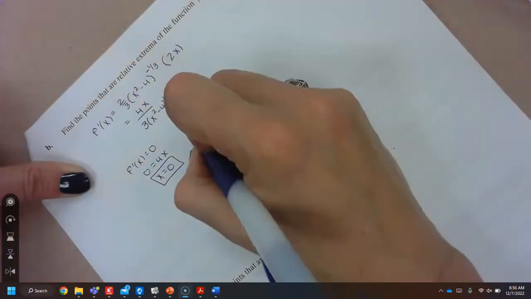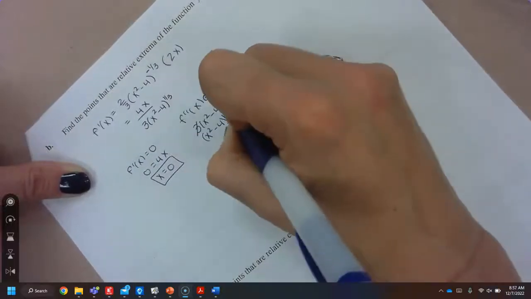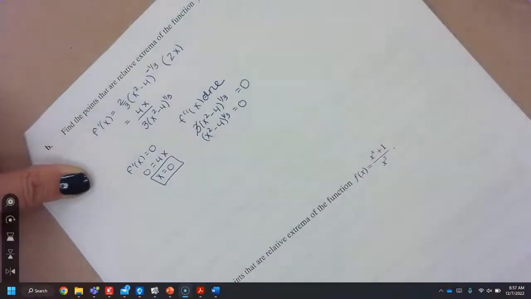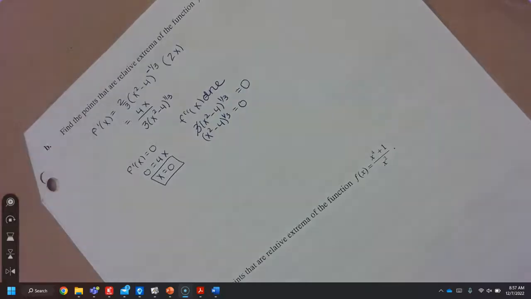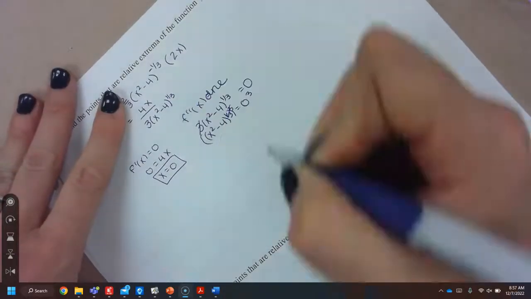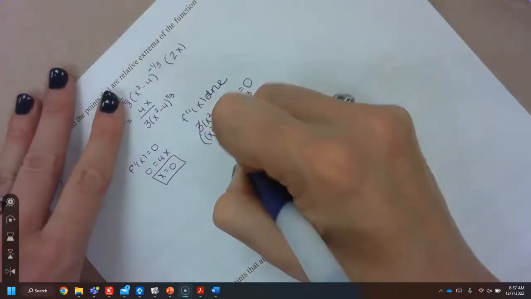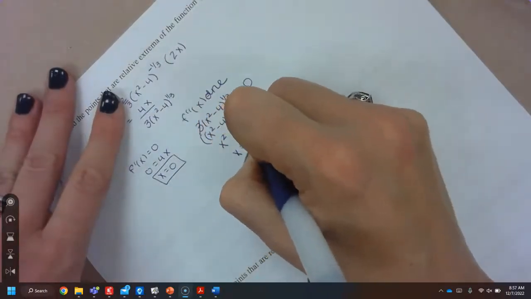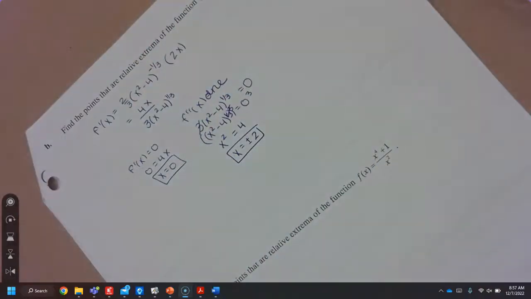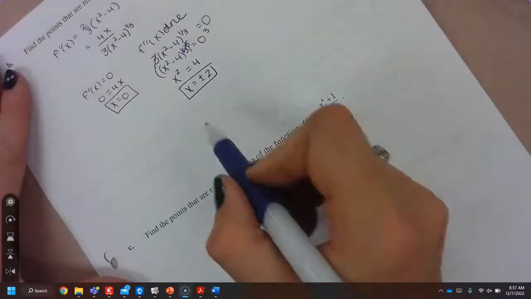So when x squared minus 4 to the 1/3 equals 0, how do you get rid of something to the 1/3? You cube it. But 0 cubed is still 0. So you get x squared equals 4. So you get x equals plus or minus 2. So again, those are my 3 critical points.